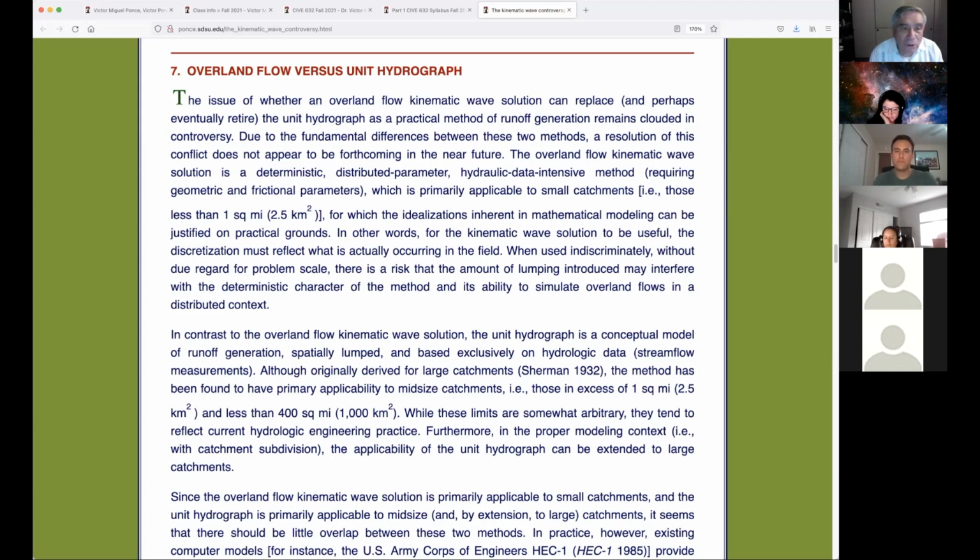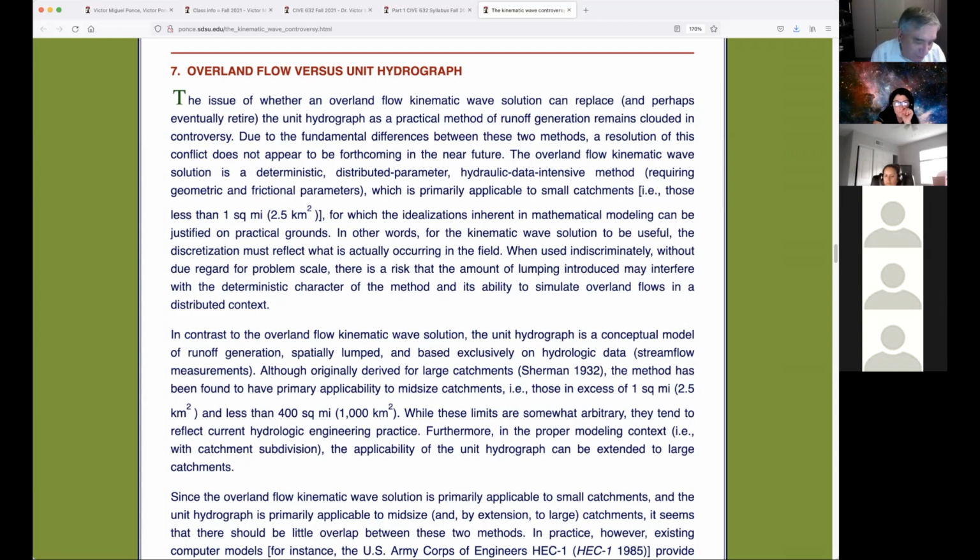Okay, so what is the issue then? Overland flow versus unit hydrograph. The overland flow is well known to be applied when you can discretize the medium or the watershed. So that off the bat would tell us that if the watershed is at 5,000 square miles, like Sherman used, you're not going to be able to do the overland flow because it's just too much data.